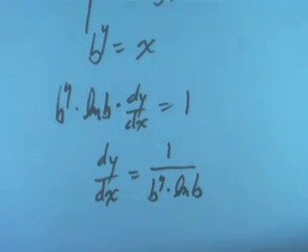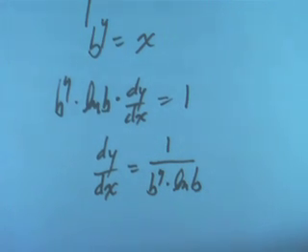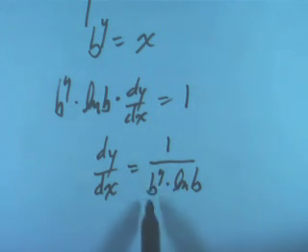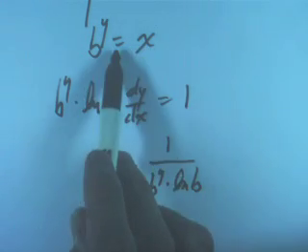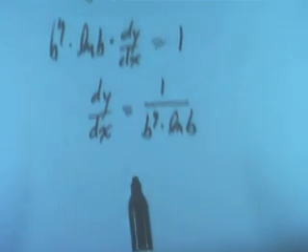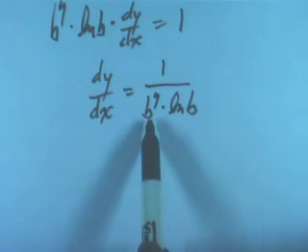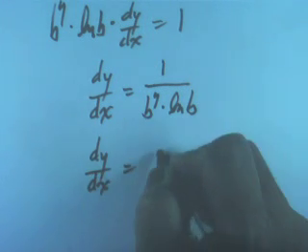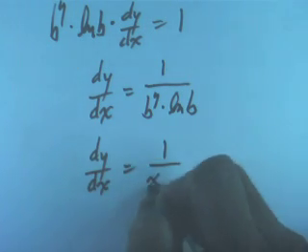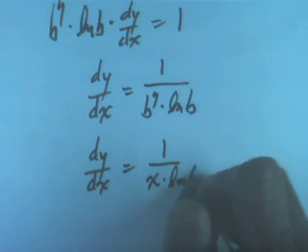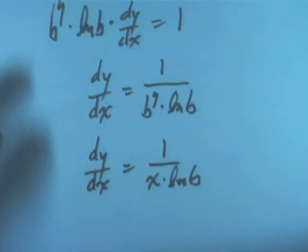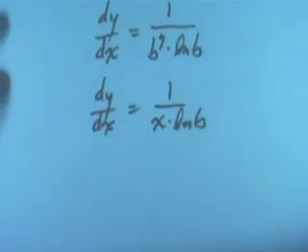Recall that b to the y equals x. So we can substitute in for this our x. Remember that x is equal to b to the y. So on the next step, we're going to substitute in for b to the y. And we get 1 over x times the natural log of b. And this gives us a general rule for any logarithmic function.